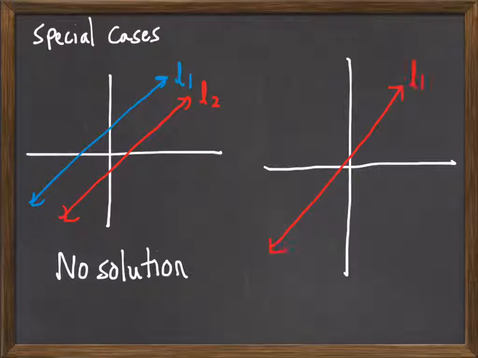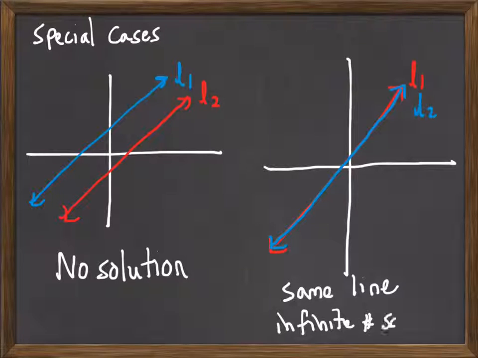The other possibility, look carefully, here's line 1. Now very carefully, here's line 2. In other words, the two lines coincide with each other. Well, in that case we have the same line, and that would actually mean that any point on the line would work. Since there's an infinity of points on the line, this would have infinite solutions.